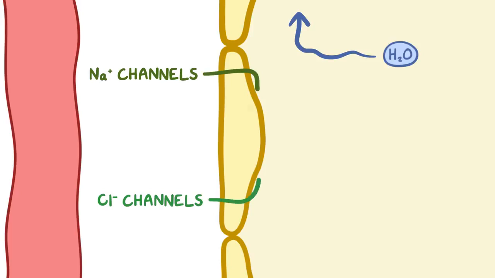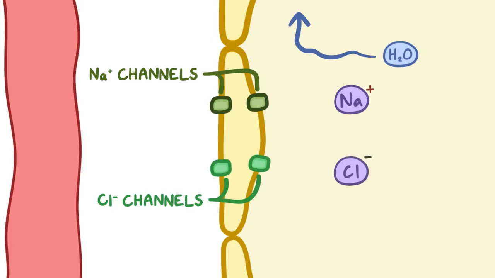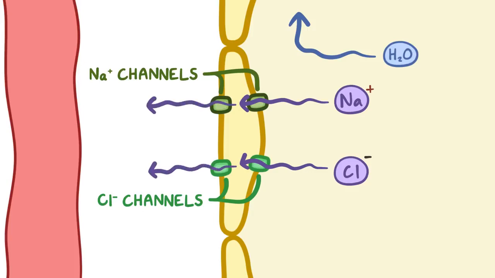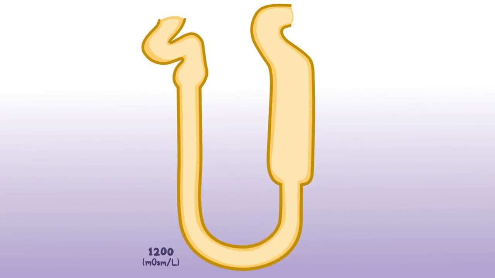Now, the thin ascending limb is also made up of squamous epithelial cells. But these cells don't have any aquaporin proteins, so the thin ascending limb is impermeable to water. Instead, the thin ascending limb has lots of sodium and chloride channels at the apical and basolateral surfaces of the cells. And these sodium and chloride channels allow those ions to diffuse from the tubular fluid into the epithelial cells, and then from the epithelial cells into the interstitium, all of it down their concentration gradient. Since water remains in the tubule, but solutes move out, as we travel up the thin ascending loop, the tubular fluid starts decreasing in osmolarity, reaching around 600 milliosmoles per litre at the top of the thin ascending loop.